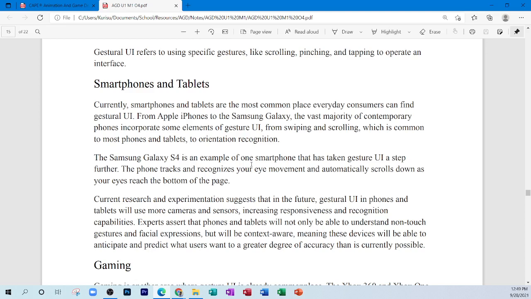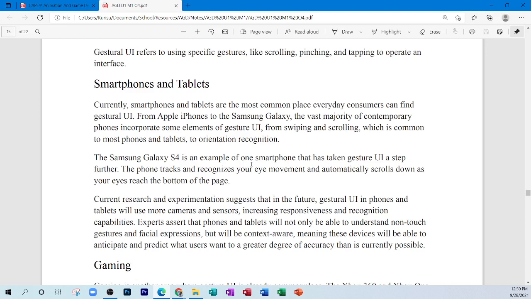page. Current research and experimentation suggests that in the future, gestural UI in phones and tablets will use more cameras and sensors, increasing responsiveness and recognition capabilities. Experts assert that phones and tablets will not only be able to understand non-touch gestures and facial expressions, but will be context aware, meaning these devices will be able to anticipate and predict what users want to greater degree of accuracy than is currently possible.